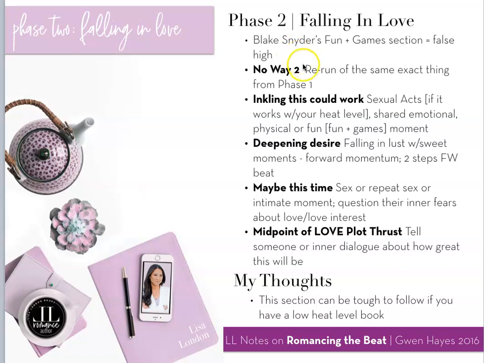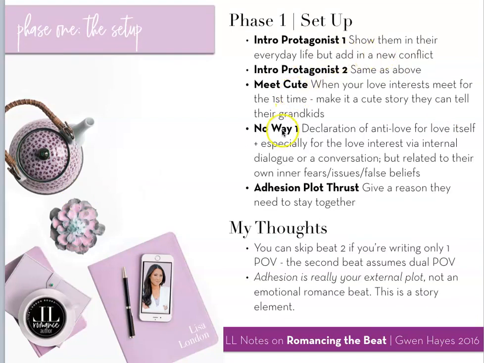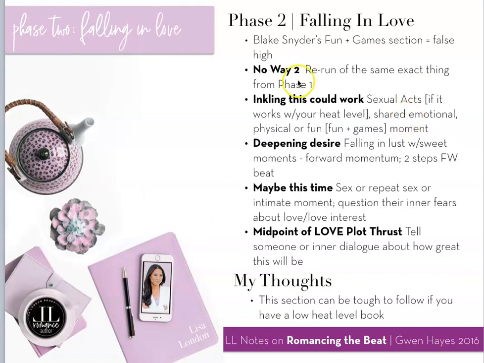So the first beat is the no way. So you're going to see the no way actually 3 times. So if we go back here, phase 1, you see no way. So this is when, remember, they're like, I'm not falling in love, and especially not with you. Here, you repeat it again, and we're going to repeat it again in phase 3. So just keep that in mind. You have to rinse and repeat and do this over and over again.